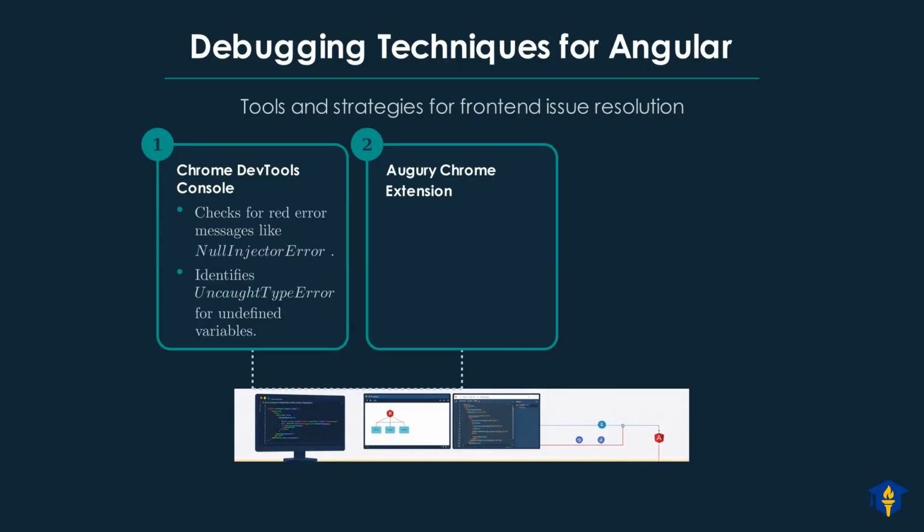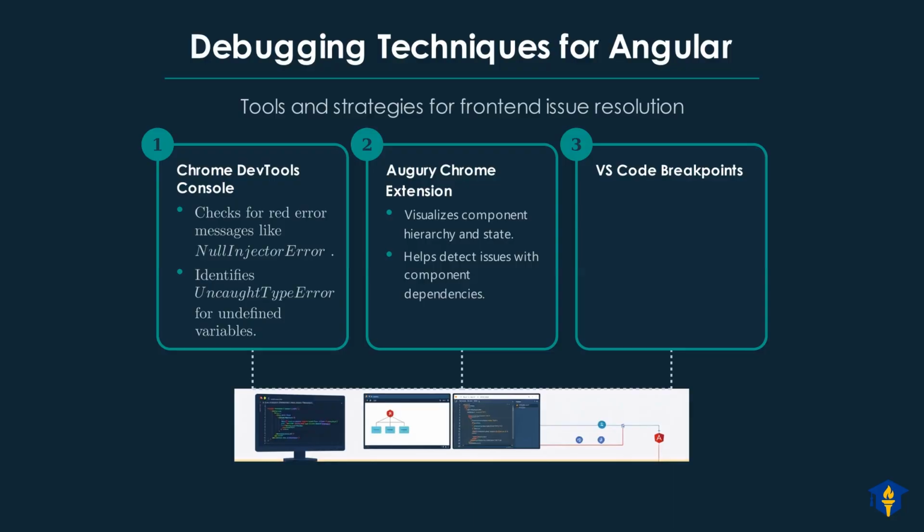Next, consider using the Augury Chrome extension, specifically designed for Angular debugging. Augury helps visualize your component hierarchy and their current state within the application. This visualization greatly assists in detecting issues related to component dependencies and structure.